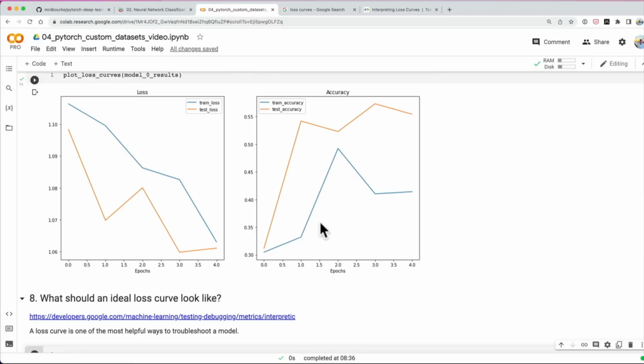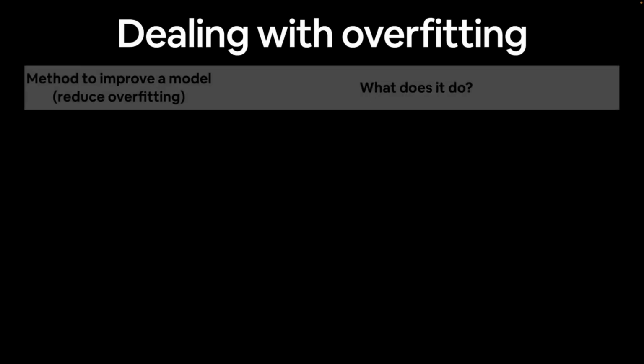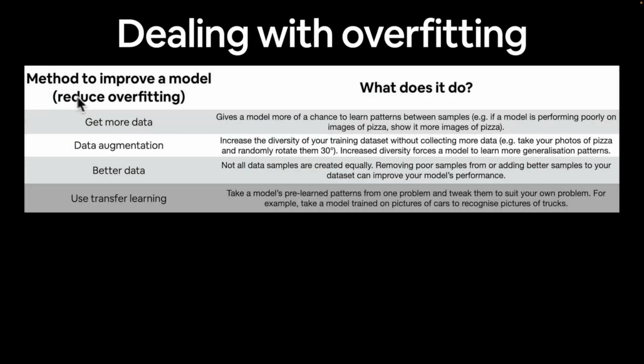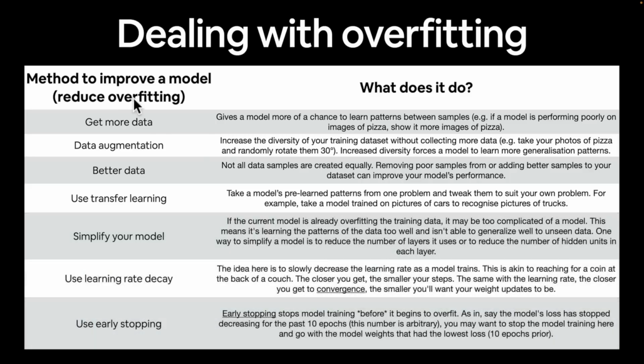That's some extra curriculum. Now, you probably want to know, how do you deal with underfitting and overfitting? Let's look at a few ways. We'll start with overfitting. So we want to reduce overfitting. In other words, we want our model to perform just as well on the training data set as it does on the test data set.